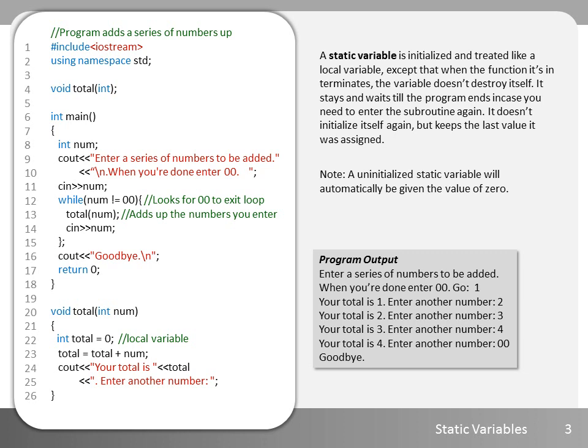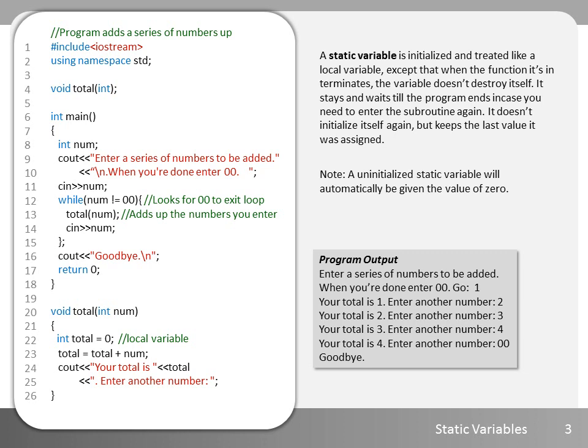Once inside the while, there's a call to function total that receives num as an argument. The function total declares an integer variable called total and initializes it with 0. Next, it adds total and num and assigns it to total and prints, your total is 1, enter another number. And if we take a look at the program output to our right, we'll notice that total always equals the previously entered number, because each time the function total is called, it reinitializes the variable total to 0.